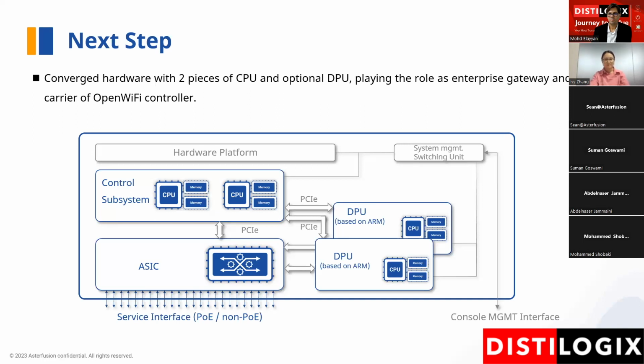We are also developing this hardware with 2 CPUs and 2 optional DPU models. One CPU installs AsterNOS, and the other can be used to run the Open Wi-Fi controller. We can also run software like OpenWRT on the CPU or DPU to achieve functions like enterprise gateway or firewall. Yeah, that's all I want to share today.